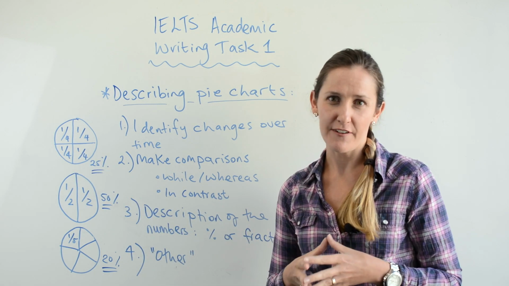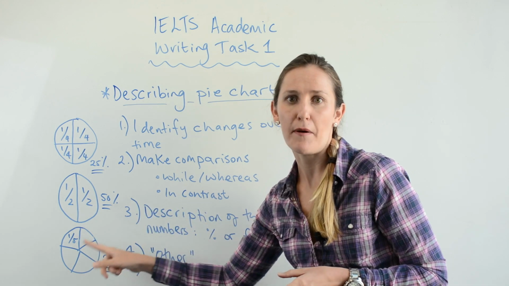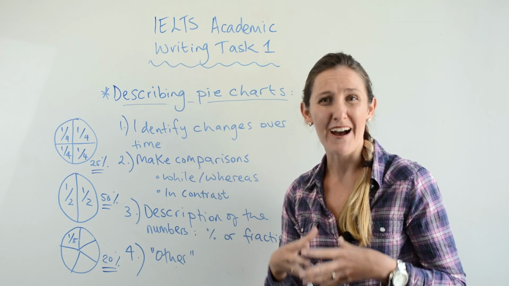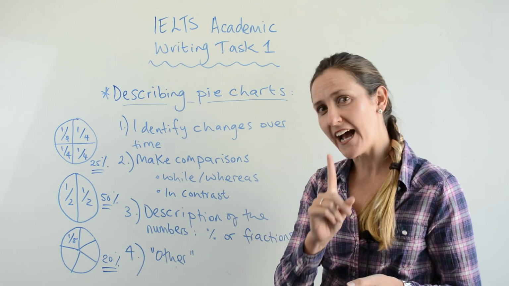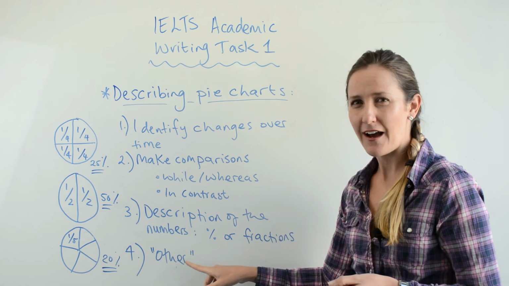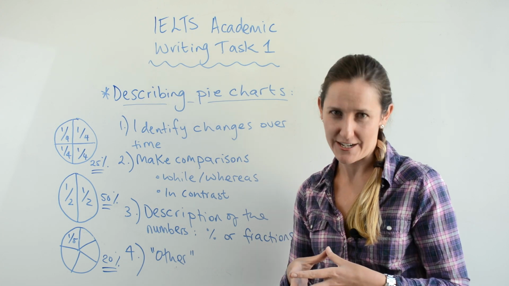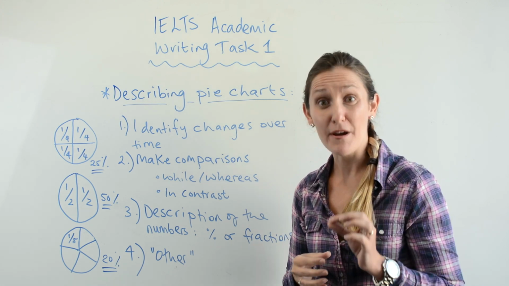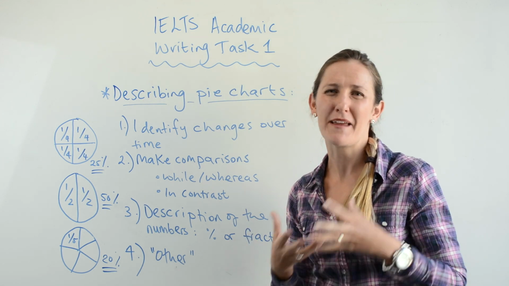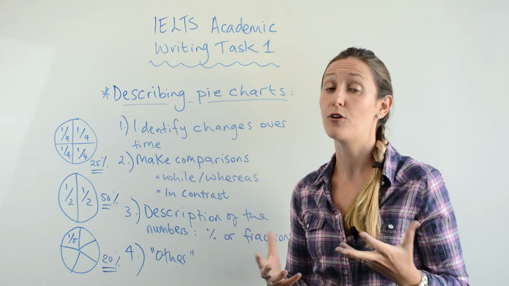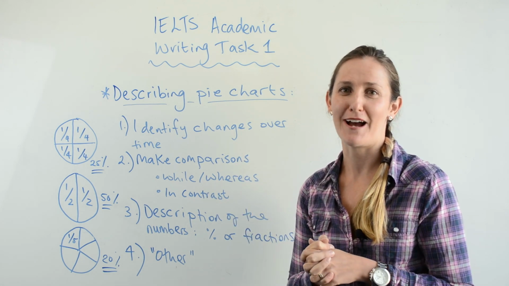The final piece of advice that I want to give you is, when you're describing the different parts of the pie chart, you must talk about each section of the pie chart. Often there's one category that is called other, and a lot of students forget to talk about this category. It's important to remember that you still need to talk about this category, even though it might seem insignificant because it's simply called other.